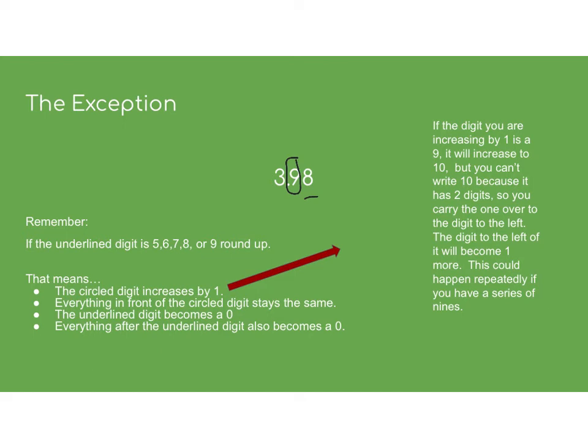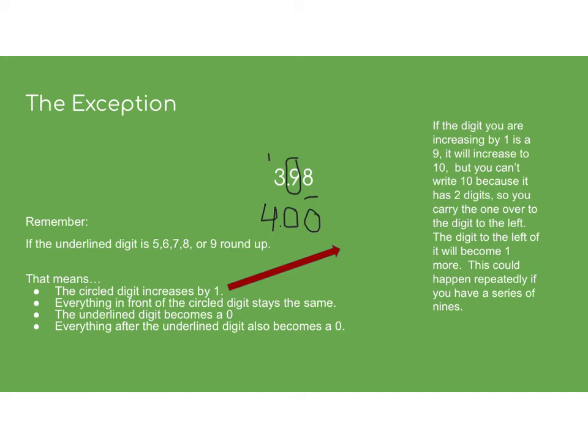That would mean our circled digit would need to become 1 more. It's a 9. 1 more than 9 is 10. But I can't write a 10 in a single place value. You can only have 1 digit in every place value. So I'd have to carry the 1 over. The 9 would become a 0, and the 1, there's still a 10 there. You can see I still have a 1 and a 0. I still have a 10. The 1 would move over with the 3, and that 3 would become a 4. The underlined digit, like always, would still become a 0.